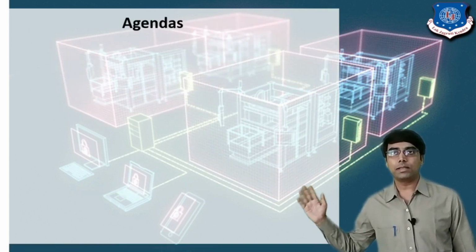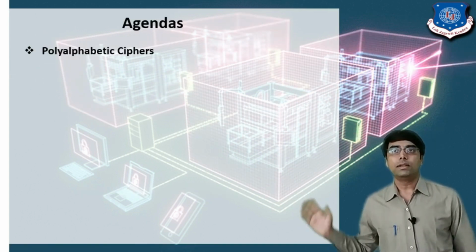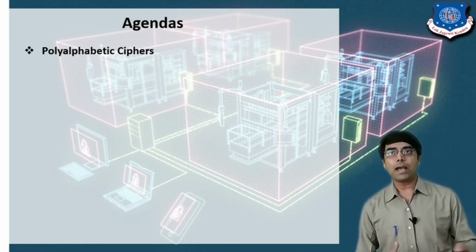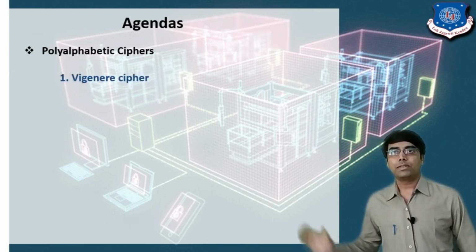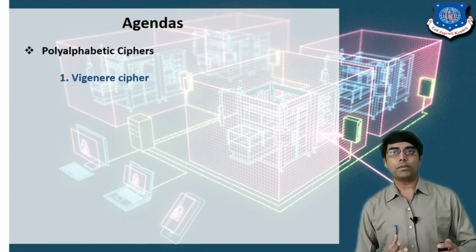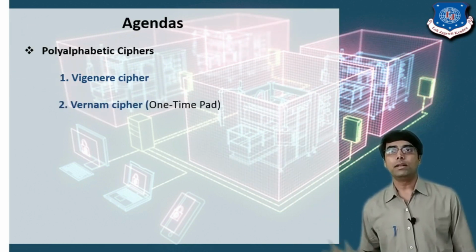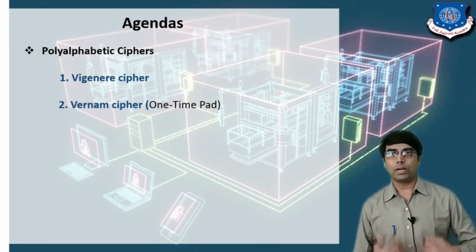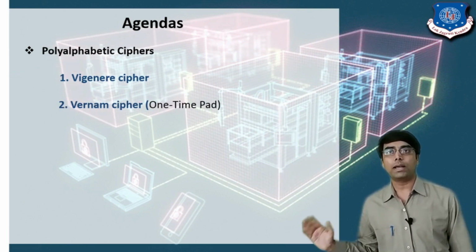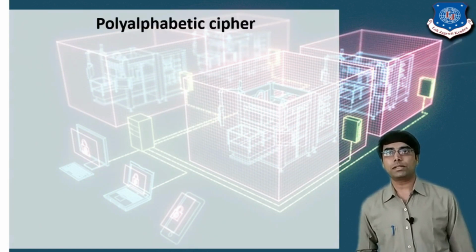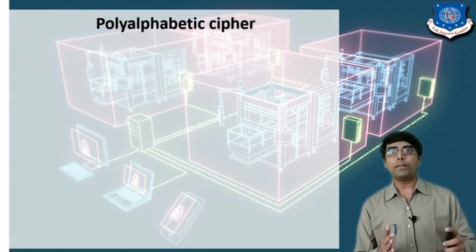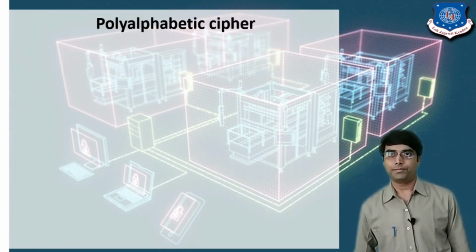So let's see the agenda of this video lecture. The first is the polyalphabetic cipher. Second, there are two types of polyalphabetic cipher. The first is the Vigenere cipher and the second is the Vernam cipher, and the Vernam cipher is also called the one-time pad. So let's see what we mean by polyalphabetic cipher.